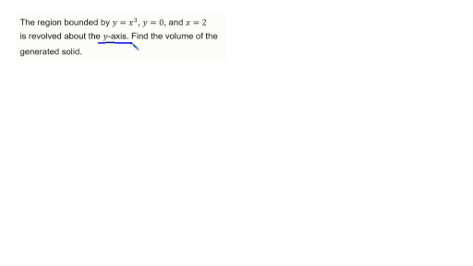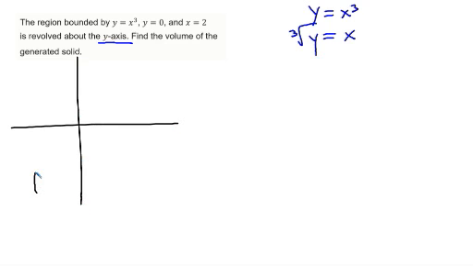So the idea is subtract the middle, and remember that we could be rotating around the y-axis. And we know how to deal with that. If we're rotating around the y-axis, we know we're going to have to take our function and solve it for y. So x equals the cube root of y. All right? So we've got this cubic.